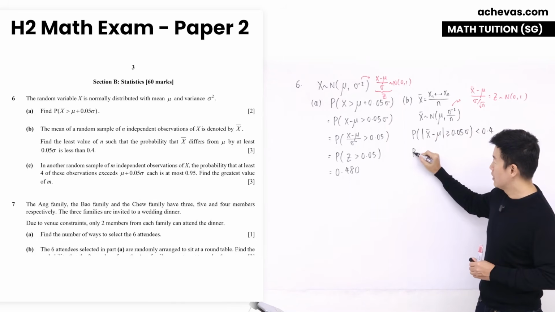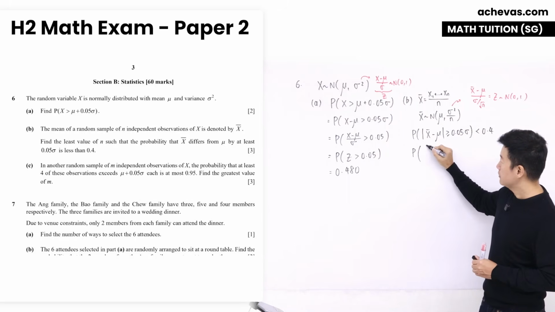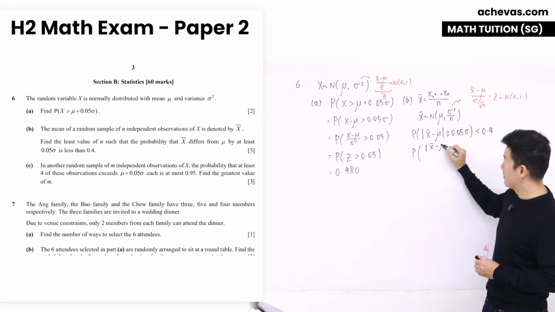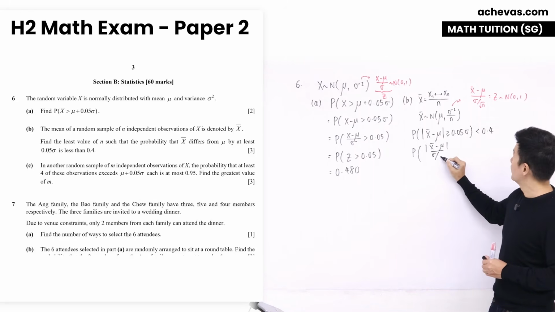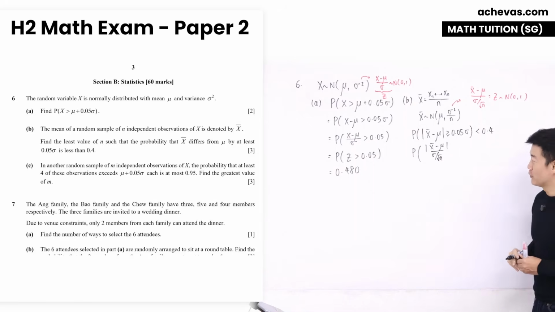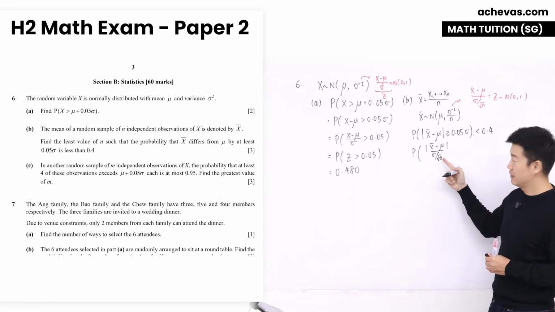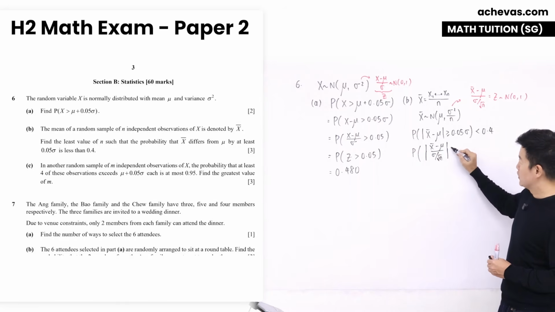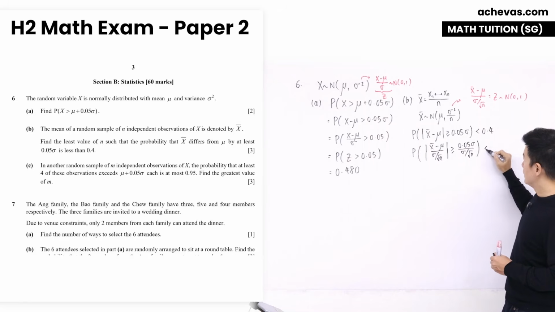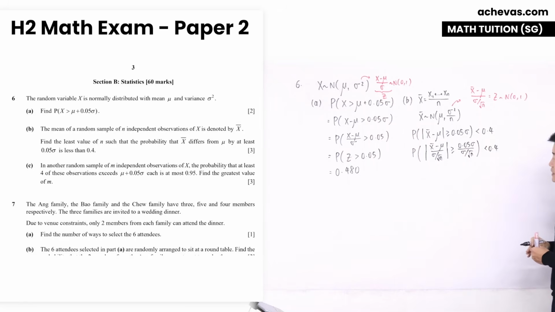So it is going to be the probability of modulus of x bar minus mu divided by square root of sigma square over square root of n. So we will have sigma over square root of n. And because it is a positive value, I'm going to just bring it into the modulus notation anyway. This is going to be bigger or equal to 0.05 sigma divided by also sigma divided by square root of n. This is supposed to be less than 0.4.